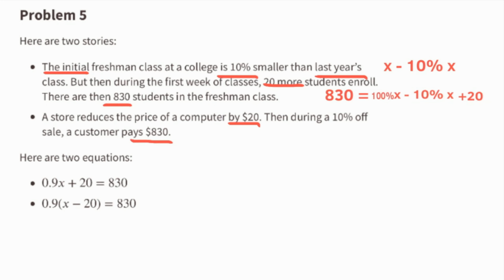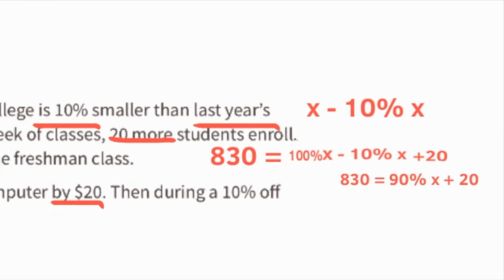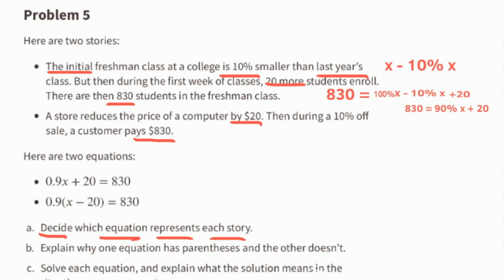Look at the x in the equation. We could actually call that 100% of x. Now we have 100% of x minus 10% of x. And 100% minus 10% equals 90%. So we can think of this as 90% x plus 20 equals 830. Since the decimal value of 90% is 0.9, for this story I would go with the equation 0.9x plus 20 equals 830.